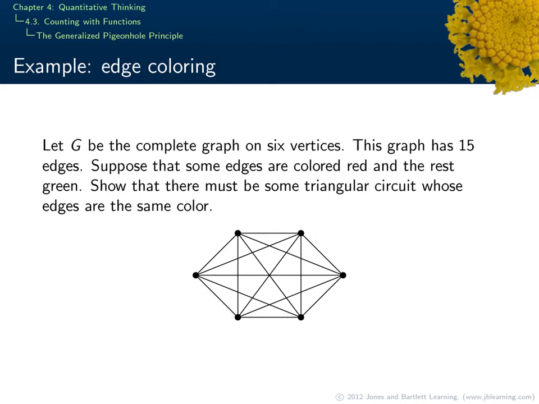Okay, here's another generalized pigeonhole principle problem. So we have G being the complete graph on 6 vertices. So remember, what that means is that we have 6 vertices and we draw every single possible edge between vertices. So that gives us the complete graph. So let's suppose that some of these edges are colored red and the rest are colored green. So we have red edges and green edges. Show that there must be some triangular circuit whose edges are the same color.